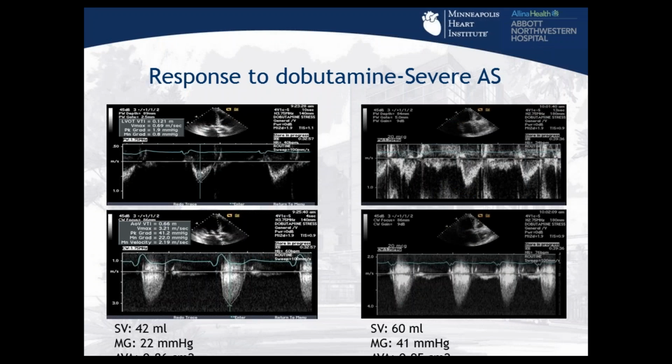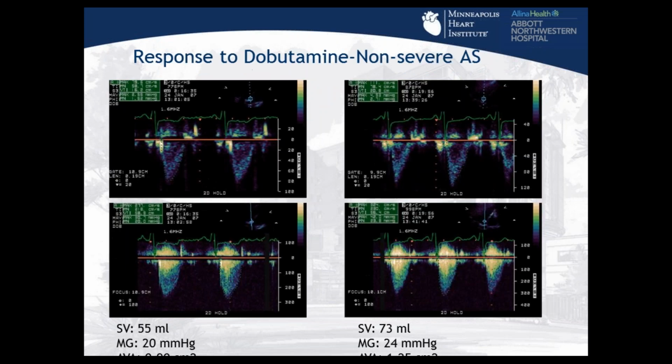So let's see examples here of how people respond to dobutamine. This is a patient with low ejection fraction, stroke volume 42 ml, mean gradient 22, and aortic valve area 0.8. So he gets dobutamine, stroke volume improves, mean gradient goes to 41, and valve area remains less than 1. So this is an example of true severe aortic stenosis.